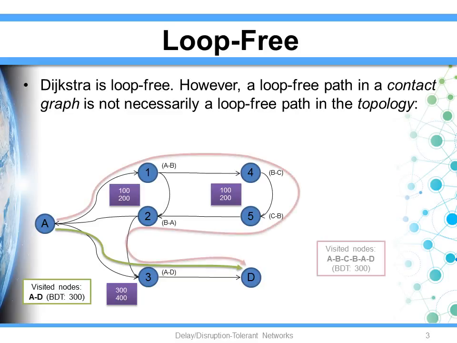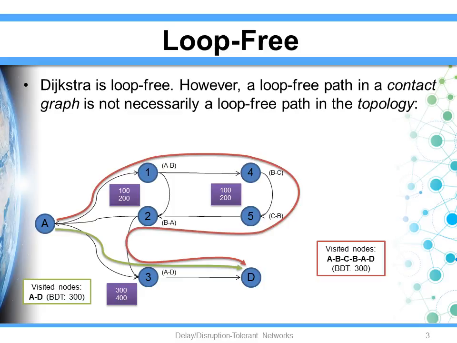However, another possibility, and this can also happen because Dijkstra is a cost-oriented algorithm and only wants to find a lowest cost route. There is another route with the same cost as this one, a 300 best delivery time cost. It's a route that goes through 1, 4, 5, 2, 3, and then D, which is also a valid path from a contact graph perspective. And it's also loop-free, even though there is not really a loop-free property of this path in a real network.